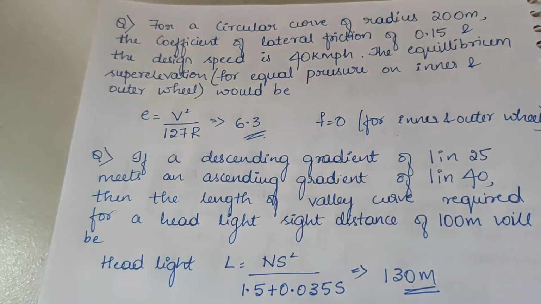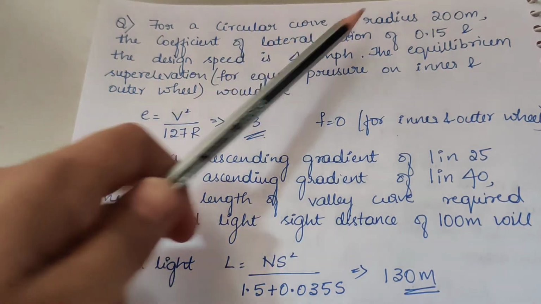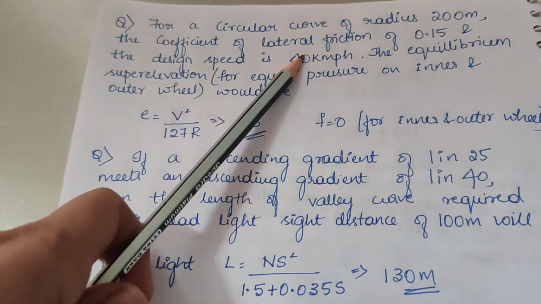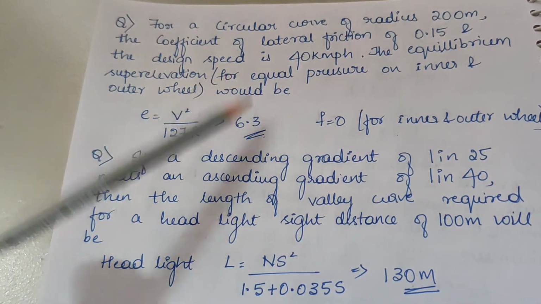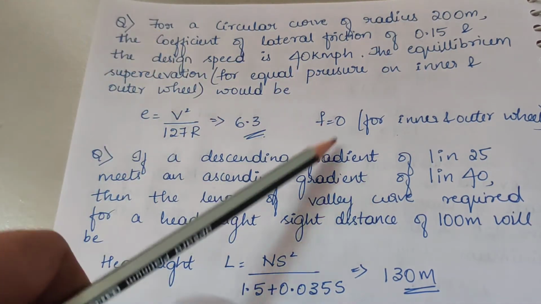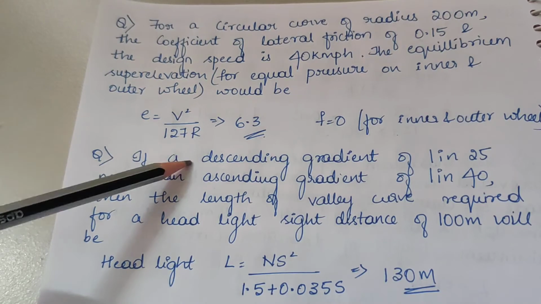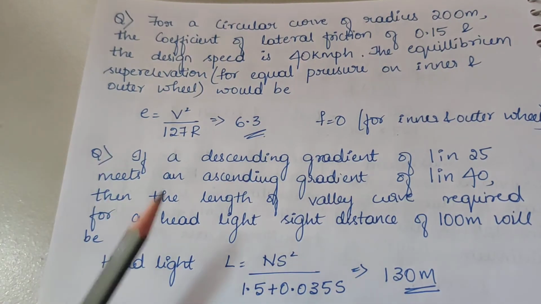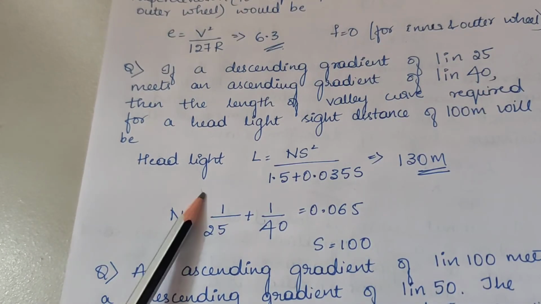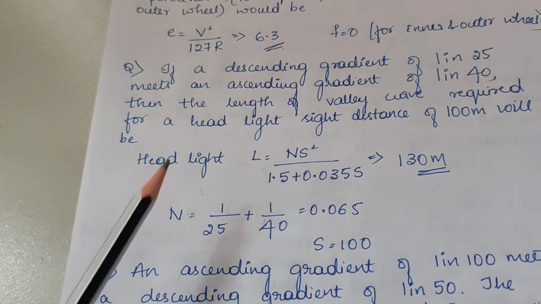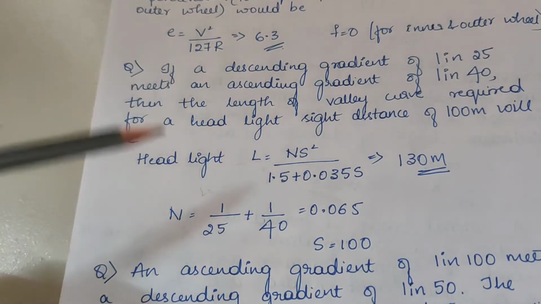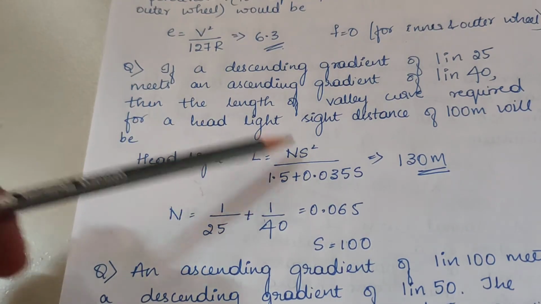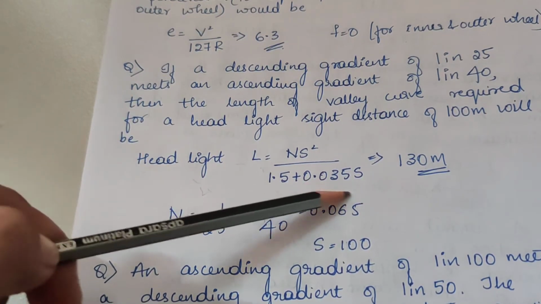Next, for a circular curve of radius 200 meter, coefficient of lateral friction 0.15, design speed is 40 km per hour, find the equilibrium superelevation for equal pressure on inner and outer wheel. For inner and outer wheel, F is equal to 0, E is equal to V square by 127R, you get 6.3. And if they have given you headlight distance, this is the formula. Ns square by 4.4, you have calculated in the previous. If they have given you headlight sight distance, Ns square by 1.5 plus 0.035S.